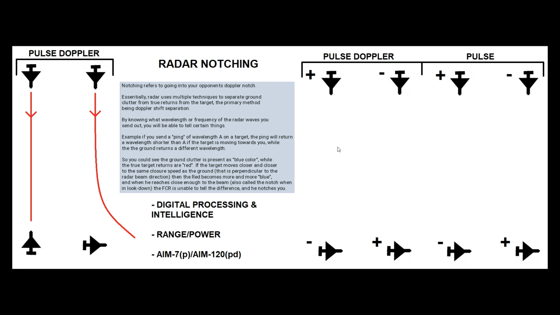So as radars got more complicated, so let's get into an F-18 radar, an F-16 radar, we have the advent of the digital computer. And we could add in extra digital processing and intelligence to the radar to help overcome these things. It's going to be much harder to notch a pulse Doppler radar than an older radar.